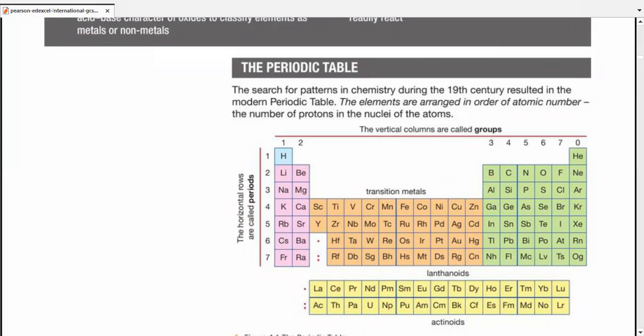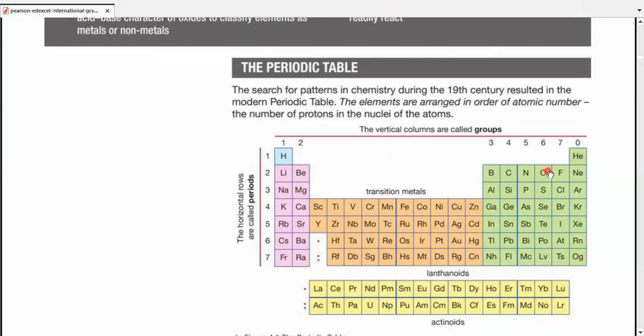Now, a few things about the table. First, the elements are arranged in the order of increasing atomic number. So they are arranged in such a way that 1, 2, 3, 4, 5, 6, so on and so forth, goes in the same way. One atomic number is for hydrogen, the second one is for helium, the third one is for lithium, the fourth one is beryllium, and the list goes on.